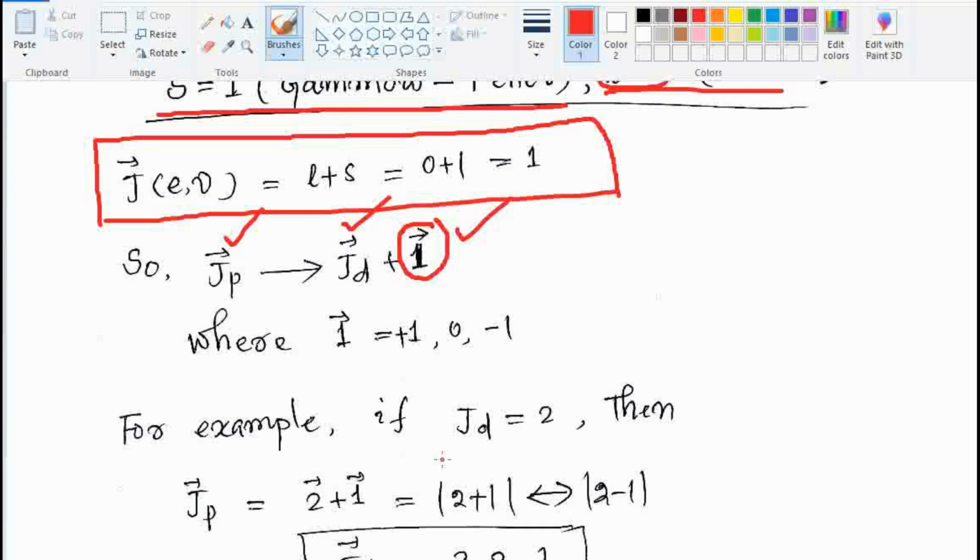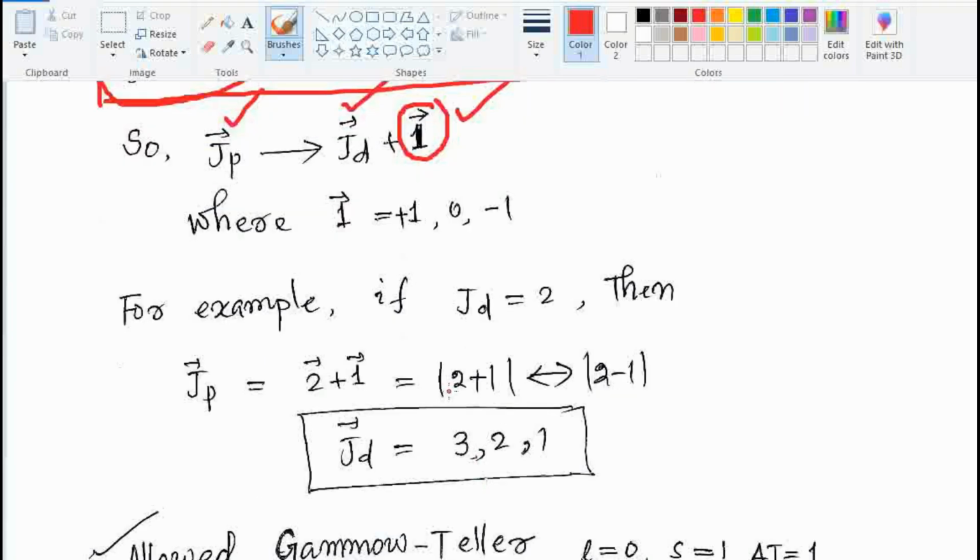For example, if the daughter nucleus has a spin of 2, then what is the possible value of the spin of the parent nucleus? As you know, the spin value of the outgoing particle is 1. So if you add the 2 vector and the 1 vector, through vector addition you will get 2+1, 2, and 2-1 as the values of the spin of the parent nucleus. So what are the possible values? It may be 3, 2, or 1.